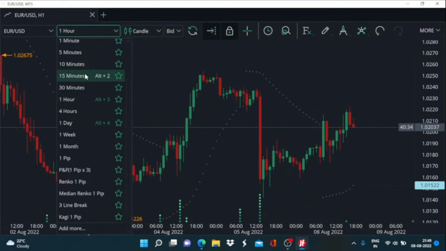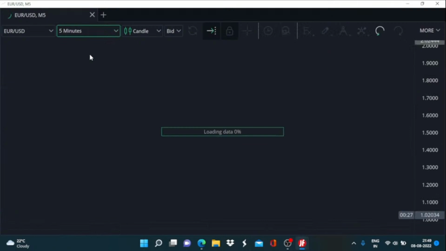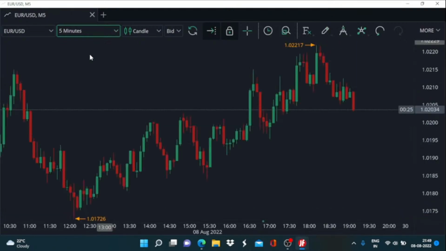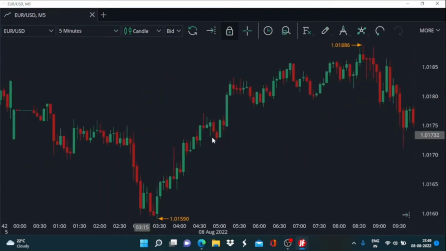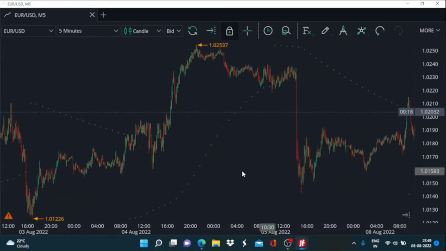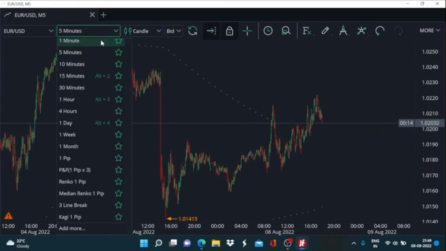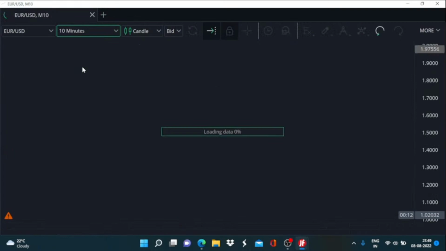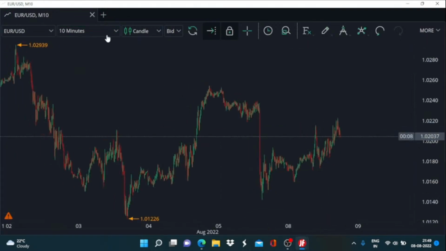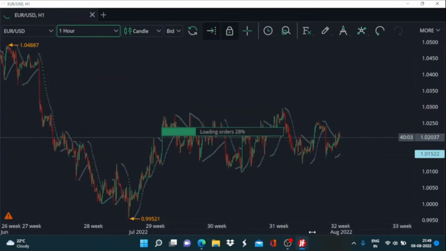Now, if I make it 15 minutes, there won't be any parabolic SAR plotting. But if I again change it to 5 minutes, the parabolic SAR will be plotted, as we are using the two time frames of hourly and 5 minutes for getting this data. And on other time frames, it won't be plotted because we have defined it. So now at 10 minutes, there is no parabolic SAR. Now I will restore it back to hourly. All right, so this is it.